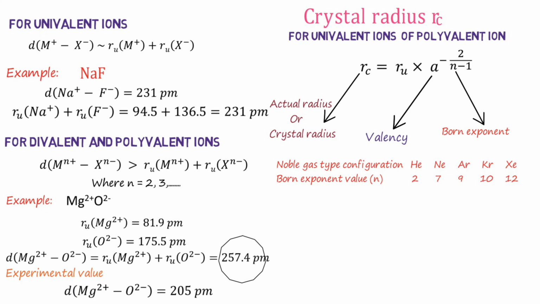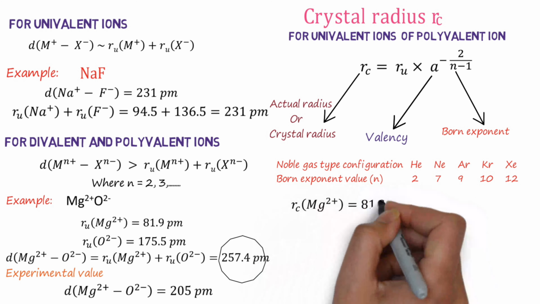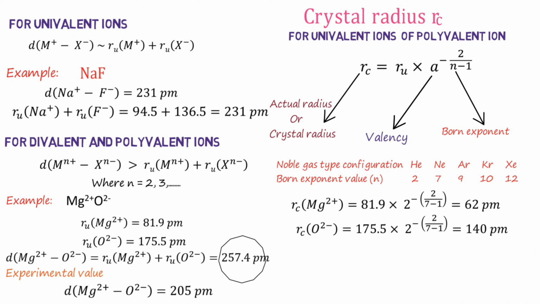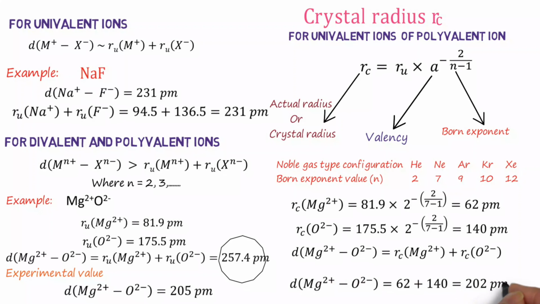Thus, the values of crystal radius for magnesium and oxygen ions are calculated as 62 and 140 picometer respectively. The sum of crystal radius of magnesium cation and oxygen anion is equal to 202 picometer, which is very near to the observed value of internuclear distance between two divalent ions in MgO, which is equal to 205 picometer.